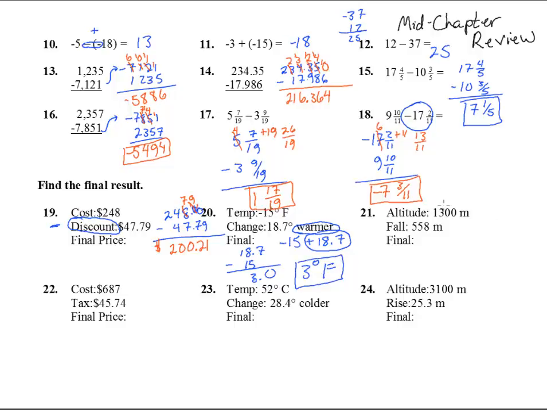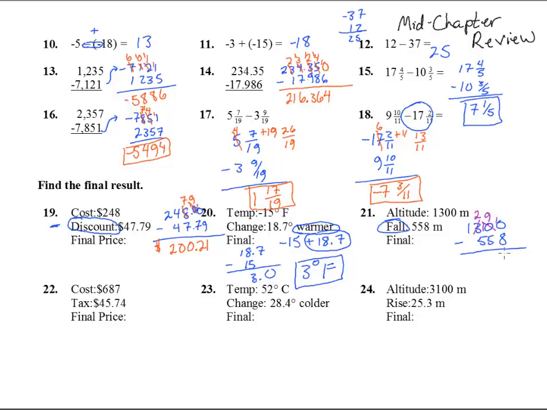Altitude of 1,300 meters, and we fall 558 meters. Now falling, is that adding or subtracting? That is subtracting. So 1,300 minus 558. 0 minus 8, we can't do that. So we can't borrow from nothing, so we have to borrow from the 3. And it makes this guy a 10, which we can now borrow from to make that a 10. So notice we just turned 1,300 into 1,290 and 10 because it allows us to subtract.